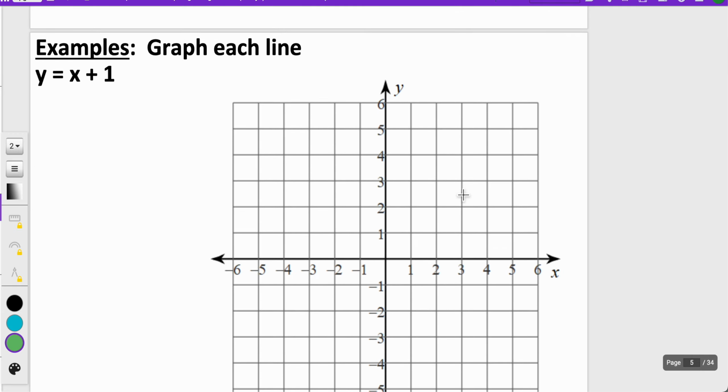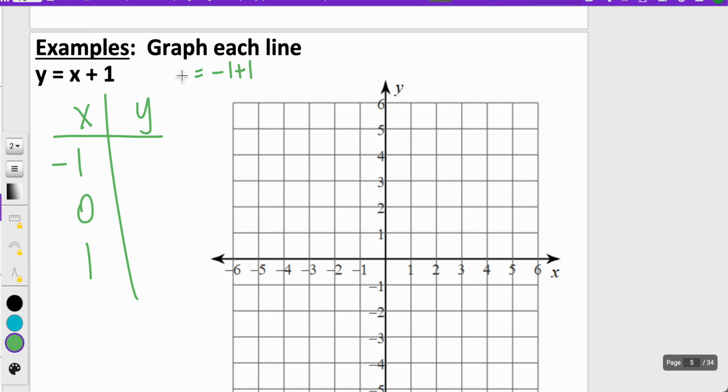So first thing I'm going to do, my x and y table. Since there's no fractions, I'm going to use the x values of -1, 0, and 1. That just means wherever I see an x, I'm going to plug in that number. So the first one says, if x is -1, what could y be equal to? Well, -1 plus 1 is equal to 0. So when x is -1, y is 0. So that means left 1, going nowhere.